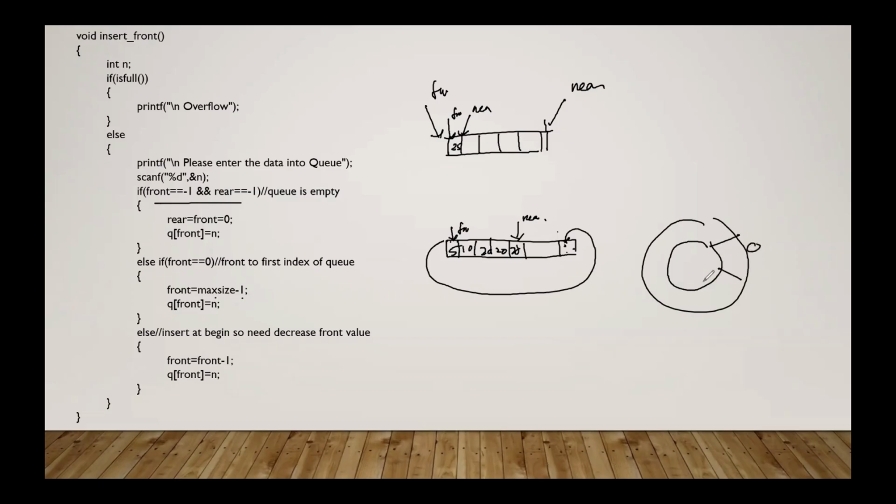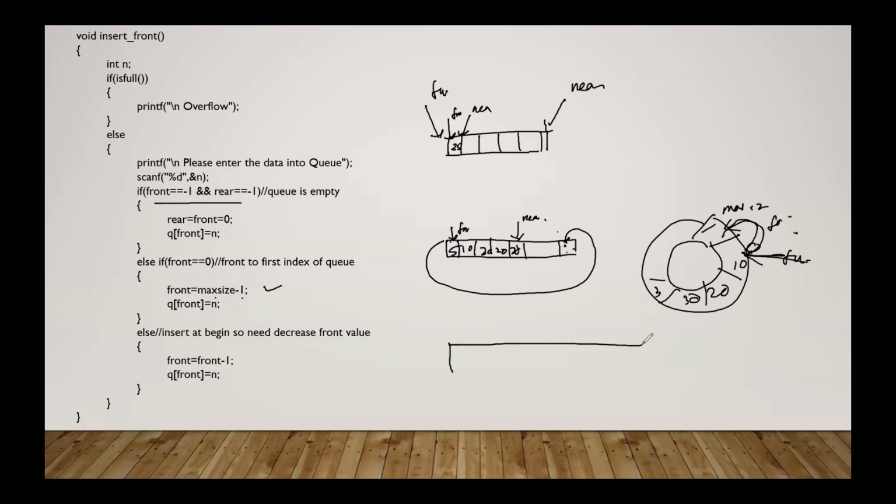If it is index 0, then this other end is max size minus 1. Front points to this one, so we have to make front point to the other end and store the data, because from the front end we have to insert the value. This data is already present. So we have to make front equal to max minus 1 and store the value.